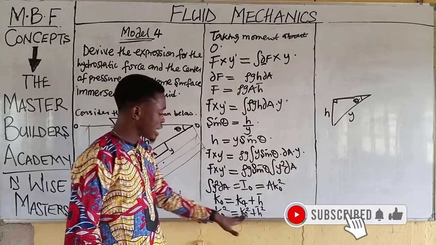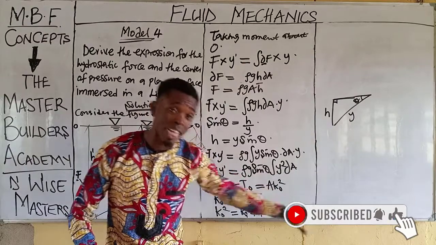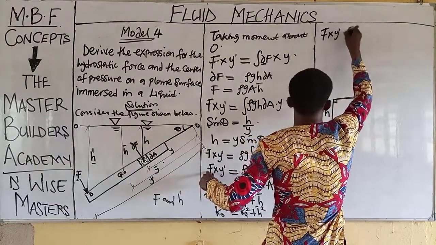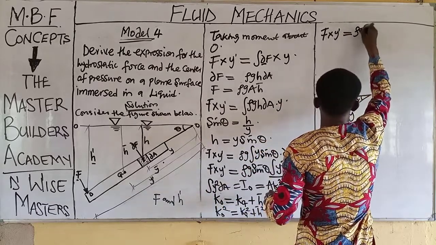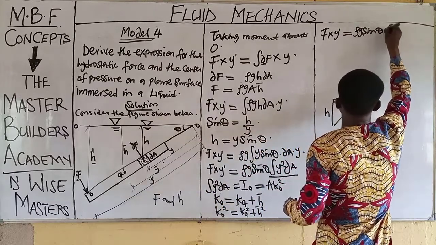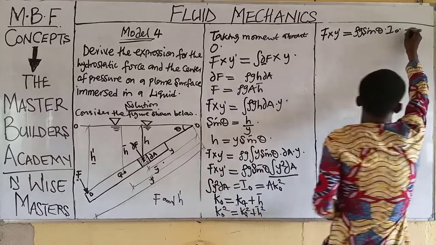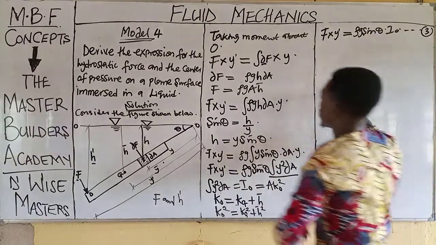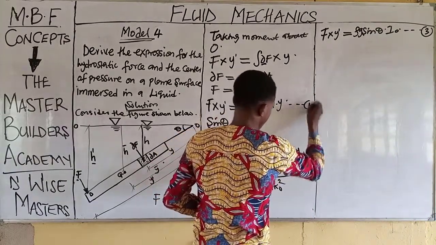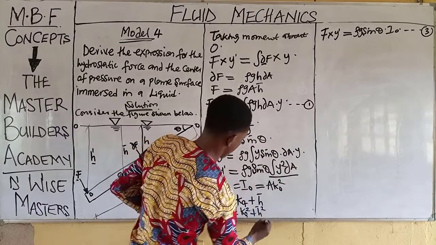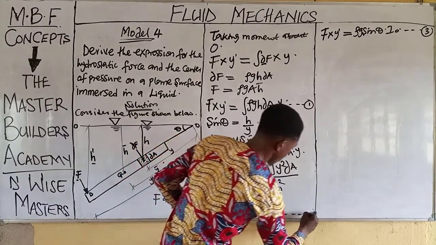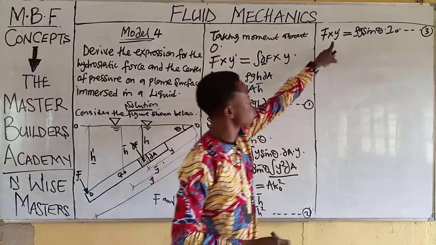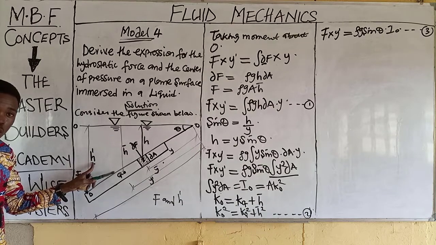And when we square this, we will equally square the right hand side of this expression. Then we have f multiplied by y bar is equal to rho g sine theta dot I, we call this equation 3. Let's assume we call this equation 1. Then we call this other one equation 2. Now this becomes equation 3. At this point, the next thing we are quickly going to do is to replace the depth of the neutral axis.